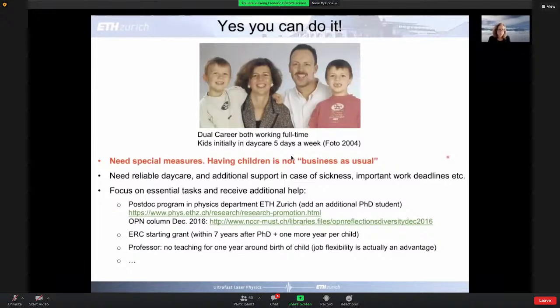You need reliable daycare and you need additional support in case of sickness and when you have important work deadlines and all these kinds of things. And the woman really needs to focus on the essential task and receive additional help during this baby phase because you cannot work 150 to 200% in this phase. But this can be managed and there are many examples listed here. I have no doubt that this can be managed if the leadership wants to do it.